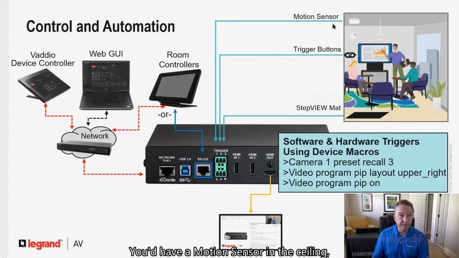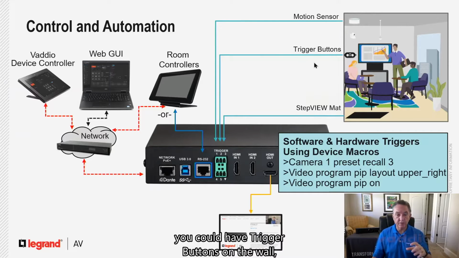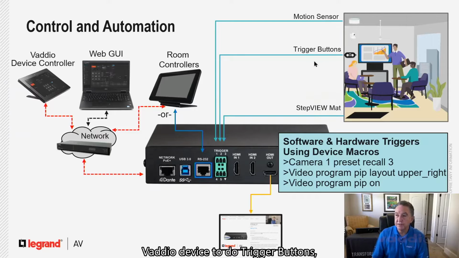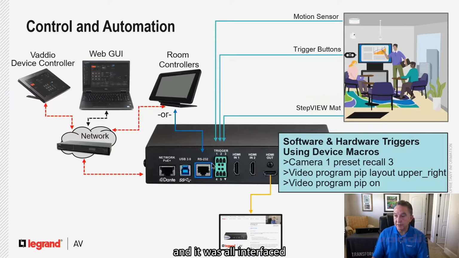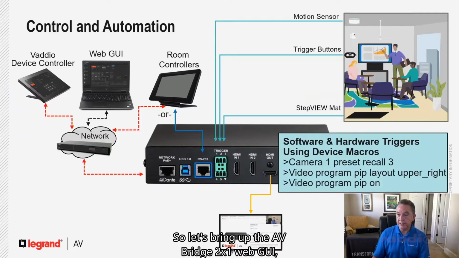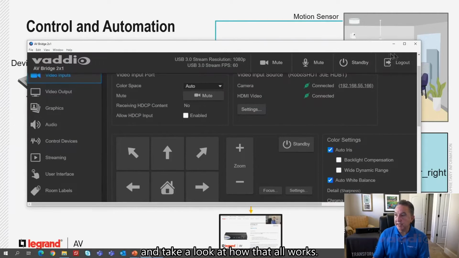You could have a motion sensor in the ceiling. You could have trigger buttons on the wall. Vadio sells a device to do trigger buttons. You could have a step mat. I could have a step mat in front of my whiteboard, and I step on it and it would automatically go there. And those all interface just through the 5 GPI triggers. So let's bring up the AV-Bridge 2x1 web GUI and take a look at how that all works.